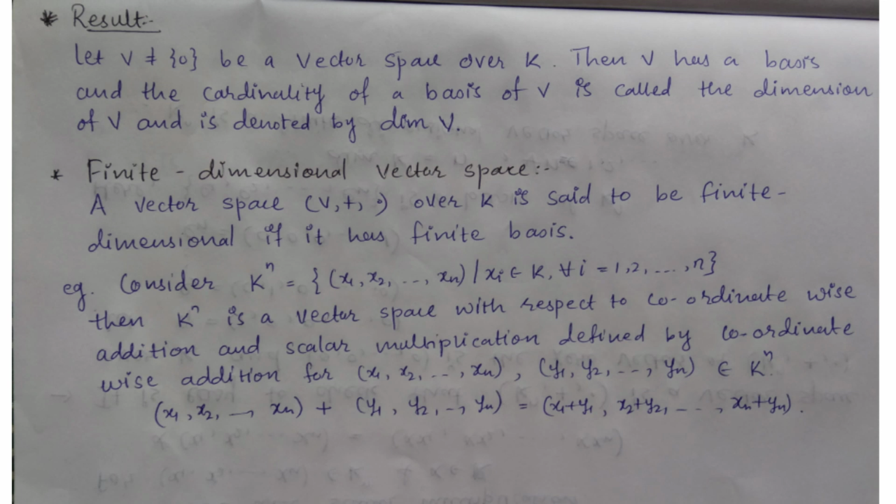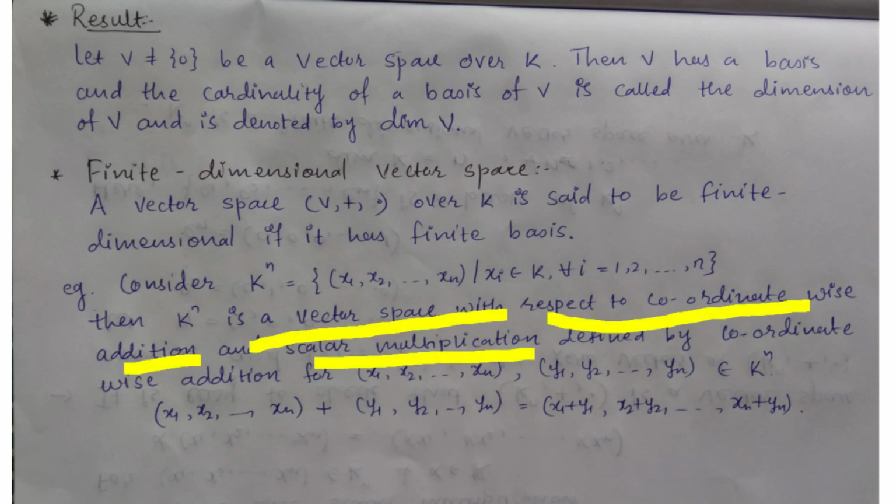Suppose I am taking k to the power n as a vector space, and which type of elements are in this space k to the power n? Here is described the set that is all ordered n tuples x1, x2 up to xn, where xi belongs to k and i is running from 1 to n. Then k to the power n is a vector space with respect to coordinate wise addition and scalar multiplication.